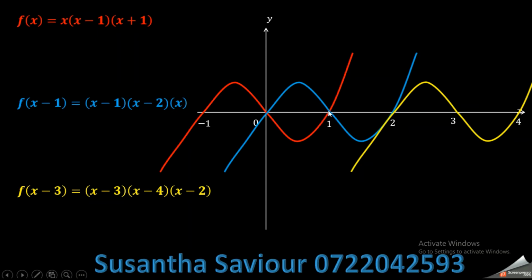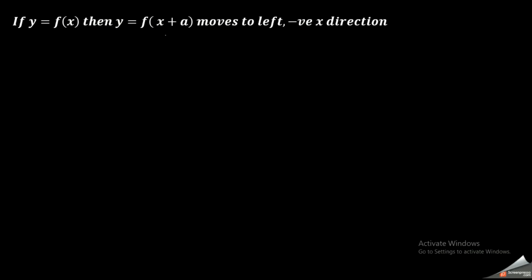Look at this. Another transformation, that is f of x plus a. As I described in the initial explanation, in this transformation the whole curve is moving along the x axis towards the negative x direction. This is the simple thing happening in this kind of transformation. We will look at a few examples.